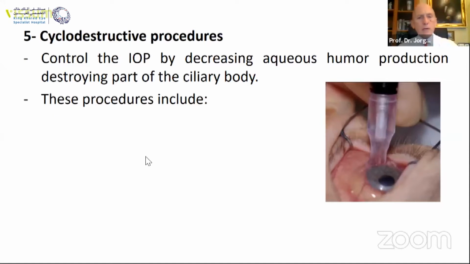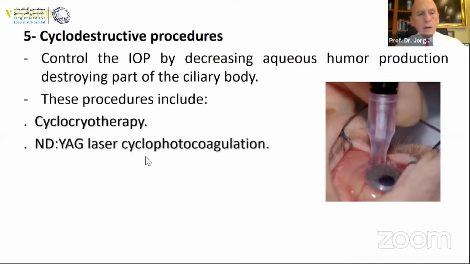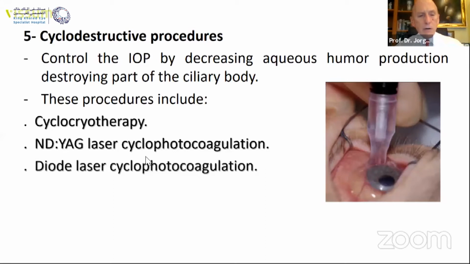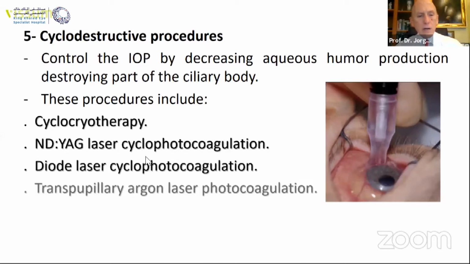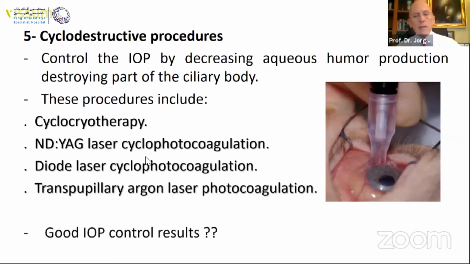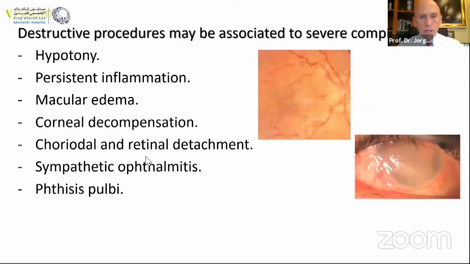The control of the pressure by decreasing the aqueous humor production, destroying part of the ciliary body, is traumatic but effective. It happens with cyclotherapy, neodymium YAG laser cyclophotocoagulation, diode laser cyclophotocoagulation, transpupillary argon laser photocoagulation. But the problem is, are the controls of the intraocular pressure good? If you go to the literature, you can find positive and negative opinions, and this topic is controversial.